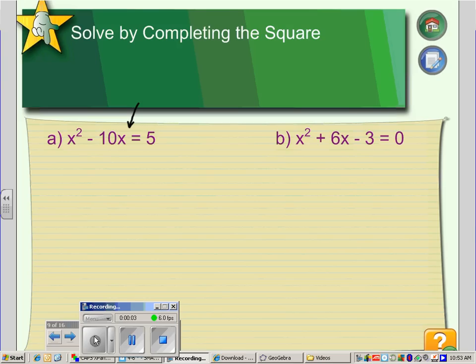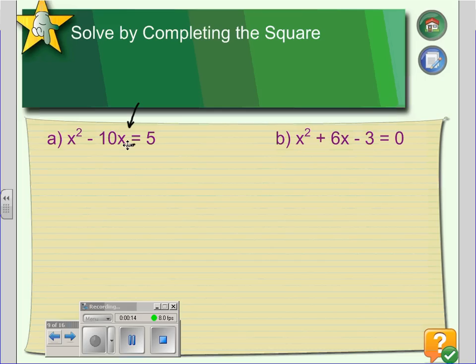4-6, part 2. We're going to solve some equations by completing the square. If you remember from the last half of this lesson, in order to complete the square and fill in this space, we need to take half of 10, which is 5, and then we square it, which gives us 25. So x squared minus 10x, completing the square, we need to add 25.